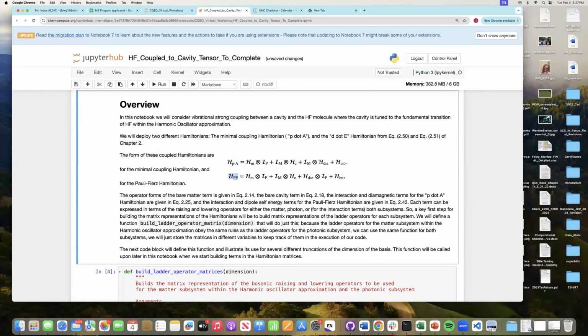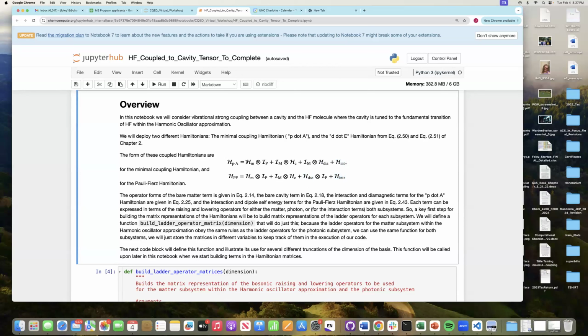We need a function that creates the diamagnetic Hamiltonian for the P.A. We need a function that computes the dipole self-energy for the Pauli-Fierz. And we need a function that computes the interaction for the P.A and a different one that computes the interaction for the Pauli-Fierz. So those are the different functions that we've just written.